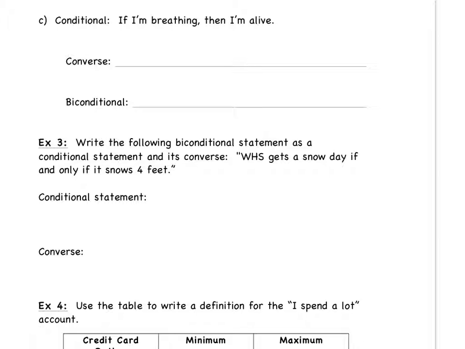Example 3. If I'm breathing, then I'm alive. So we're going to switch your if and your then for your converse, and we're going to say, if I'm alive, then I'm breathing. And both of those are true, so we would be able to write a biconditional statement by combining those two statements into one. Whether I write, if I'm breathing, then I'm alive, or if I'm alive, then I'm breathing, either way I write it, it's true.